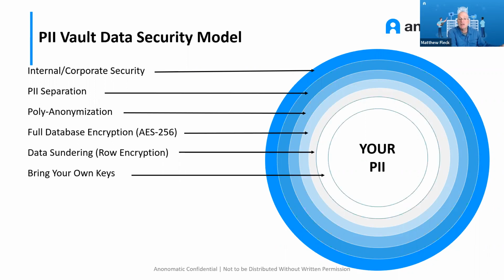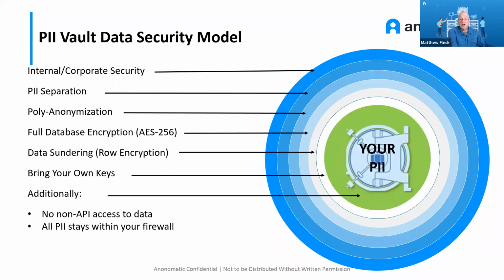Want to add some extra protection? Bring your own encryption keys. When you use your own encryption keys with PII Vault, your keys are paired up with Anonymatic's keys, so that neither you nor we have the full key value which is used to provide the access to the data. Additionally, there is no non-API access to any of the PII data, no screens, reports, or other access. The PII Vault's job is to store and secure the PII only, with no user access to the data, so most of the methods used by hackers to access data simply don't exist. Finally, and this is worth repeating, all of your PII stays within your own firewall.